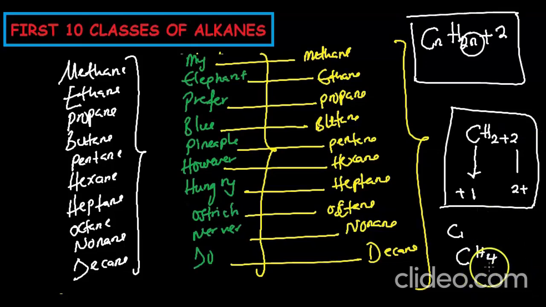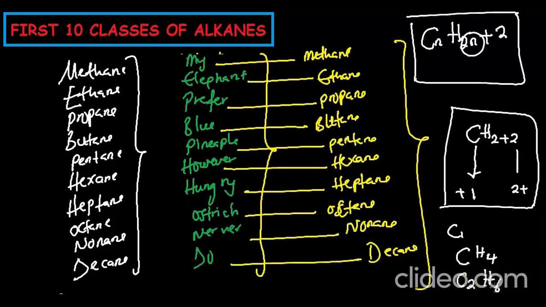What if we move to ethane? Remember, this is plus 1 in the case of carbon, and in hydrogen we keep adding 2. Therefore, in the case of ethane, initially there is 1 carbon, 1 plus 1 is 2, and 4 plus 2 is 6. In the case of propane, we add 1 carbon and 2 hydrogen, and this is how it continues.